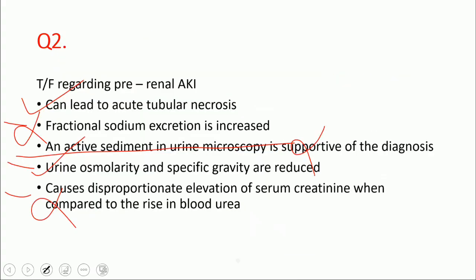Right. Okay. Any questions about this one too? Question number 2. Any problems there? Sir, this active sediment refers to cellular casts? Does it refer to cellular casts? So red cell casts, granular casts, that sort of thing is referred to as an active sediment. Yes. Right, sir. Thank you. Good.